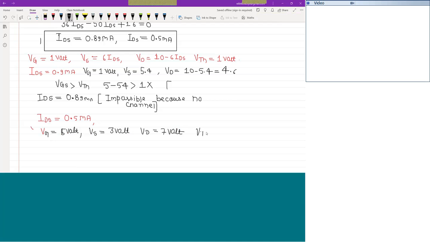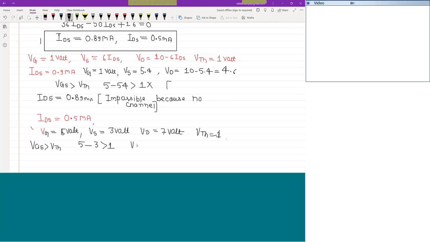And VTH is equivalent to 1 volt. So all these conditions are given. So what is the first condition? You can say VGS should be greater than or equal to VTH. So VG is 5 volt minus VS is 3 volt, which should be greater than VTH.